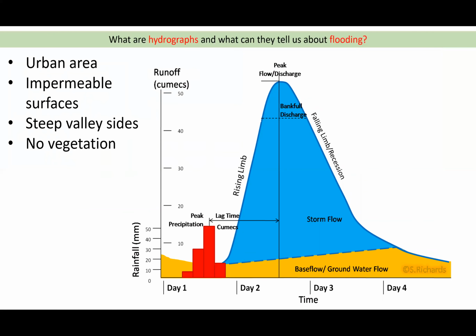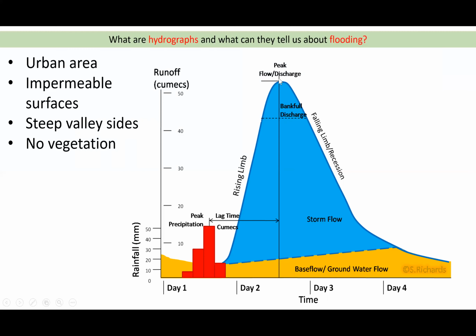Okay, so this is a hydrograph that you might see for these 4 reasons. If it's in an urban area with lots of impermeable surfaces, or if there are steep valley sides or very little vegetation. So as we can see, impermeable surfaces means that the water will not infiltrate, so it will rush straight into the river. This means that after the rainfall event, remember the bars represent rainfall, the water will enter the river channel much, much quicker. So we have a very steep rising limb. This is showing the water entering the river channel really quickly, and a high peak discharge.